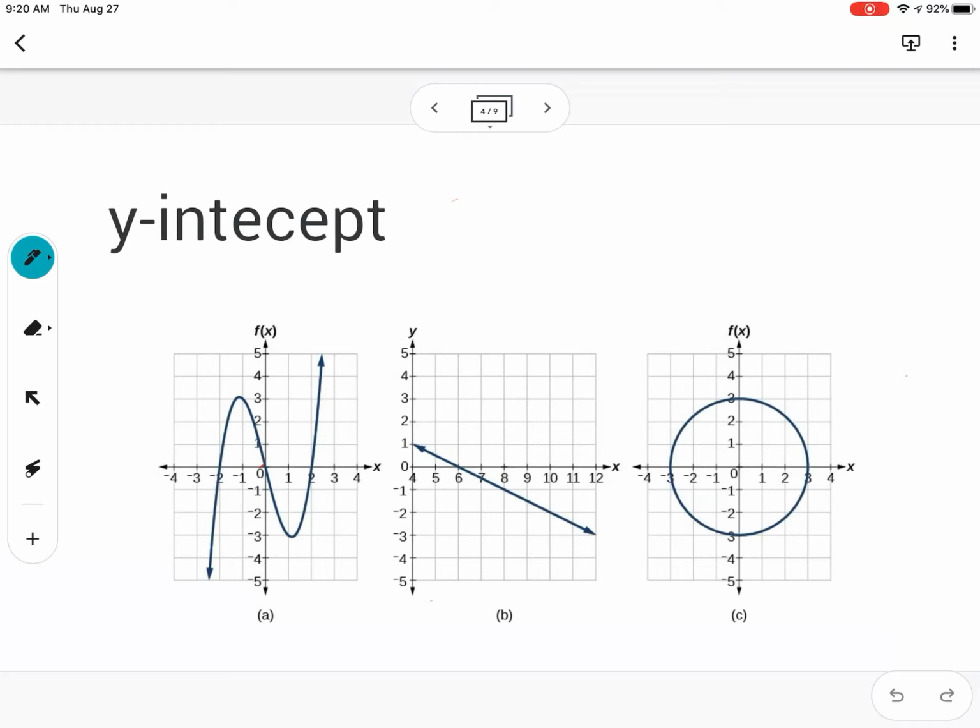The next thing is y-intercept. This is the one on the y-axis, so that one going up and down. Sometimes it'll say f of x instead of y, but it's still a y. So again, you're just listing off all the places it crosses there. Our first one only crosses one time, at 0, 0. This one will cross at 0, 1. And here we'll have 0, 3, and 0, -3.